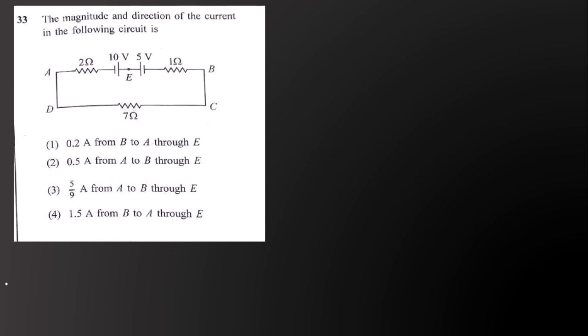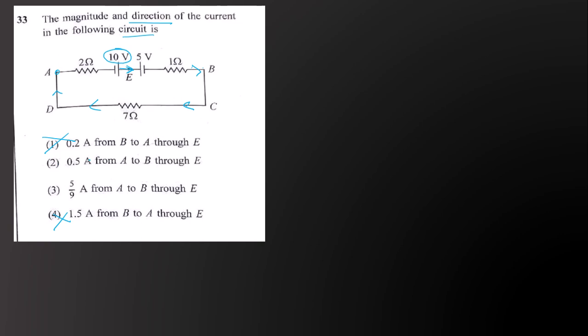Let's move on. Here in this question, a circuit is given and we are supposed to find the magnitude and the direction of the current flowing in the circuit. First of all, two cells are given. It's a very simple circuit. Since the EMF of this particular cell is more, the current will be driven according to this. So current will be like this. This will be the direction of the current, from A to B. So option 1 and option 4 should be incorrect.